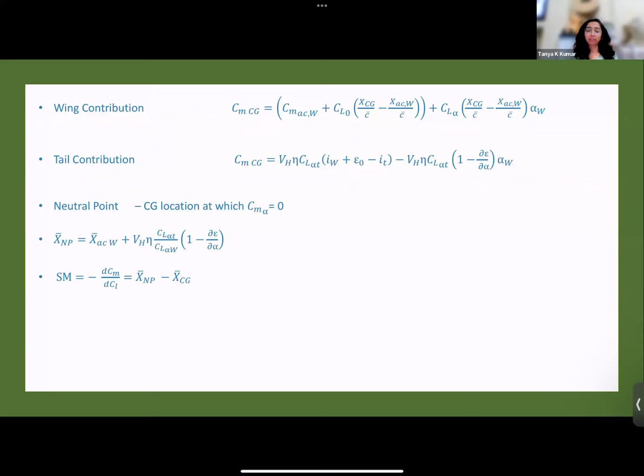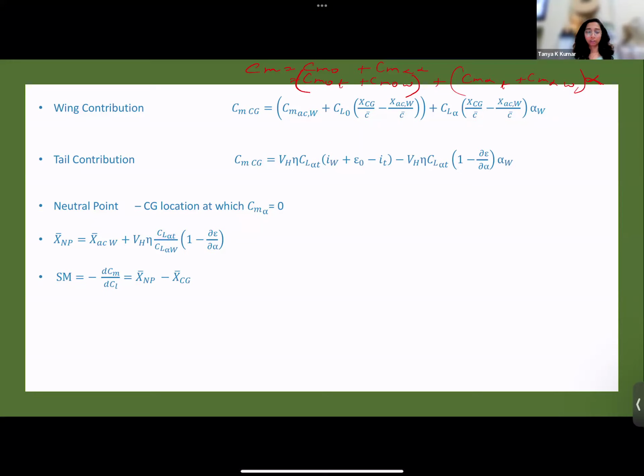So then we looked into the contributions of the wing and the tail towards this pitching moment coefficient. You have your original equation that the Cm is Cm naught plus Cm alpha into alpha. What we're going to look into now is the individual contributions of wing and tail towards each of these terms. So it will be Cm naught of tail plus Cm naught of wing plus Cm alpha of tail plus Cm alpha of the wing into alpha. So this will be your final equation where you can see the individual contributions of Cm naught and Cm alpha from the wing and the tail.